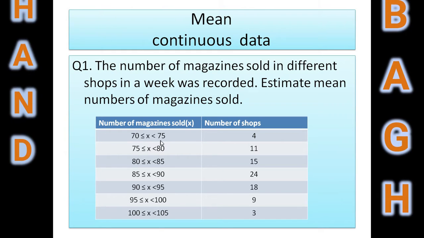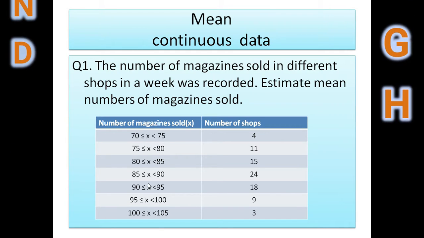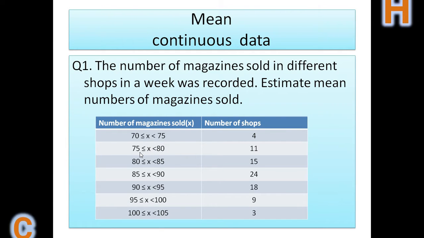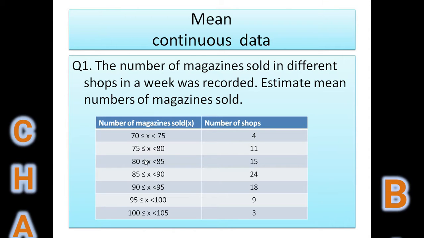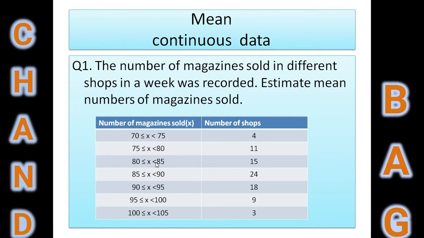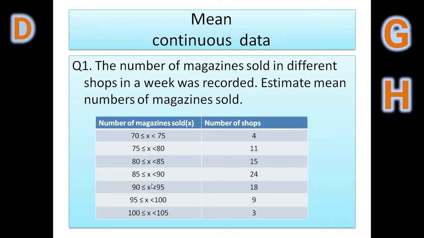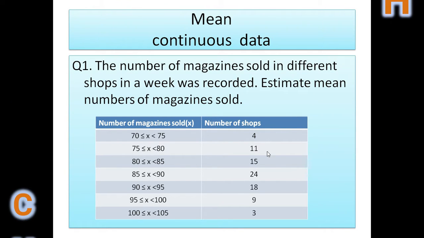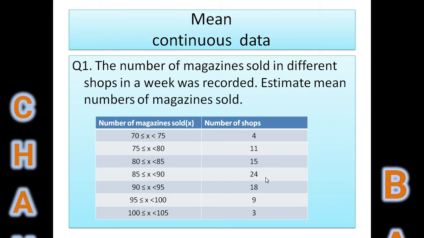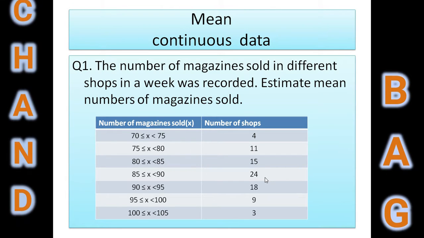These are all called class boundaries because this 75 and this 75 are equal. 80 and 80 are the same. This 85 and this 85 are the same. So we say these are all class boundaries, and this is the number of shops. In other words, we can call it frequency.